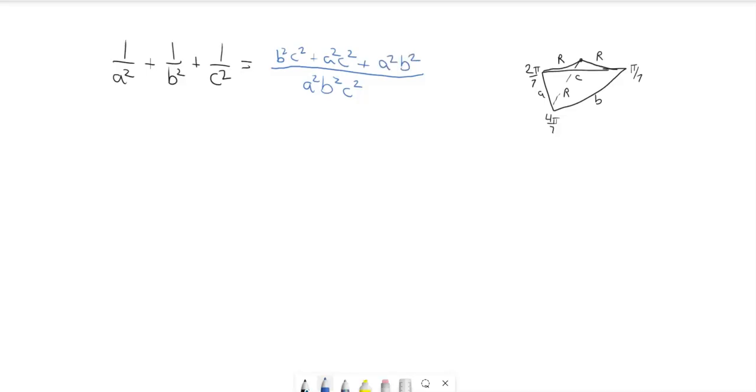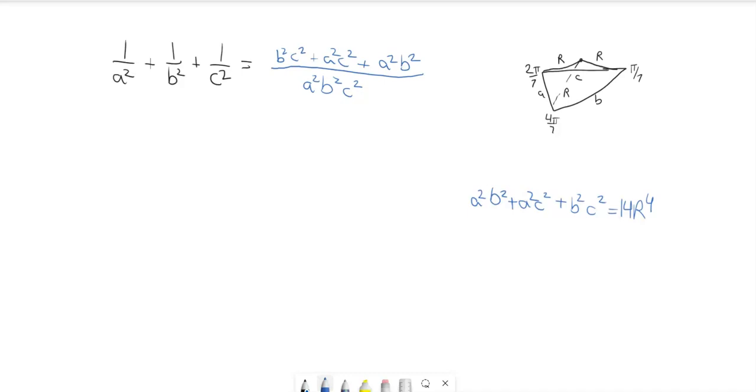Well, in my last video, I found the answer to this particular sum, where we take the products of the squared sides and add them together. a squared b squared plus a squared c squared plus b squared c squared equaled 14r to the fourth.